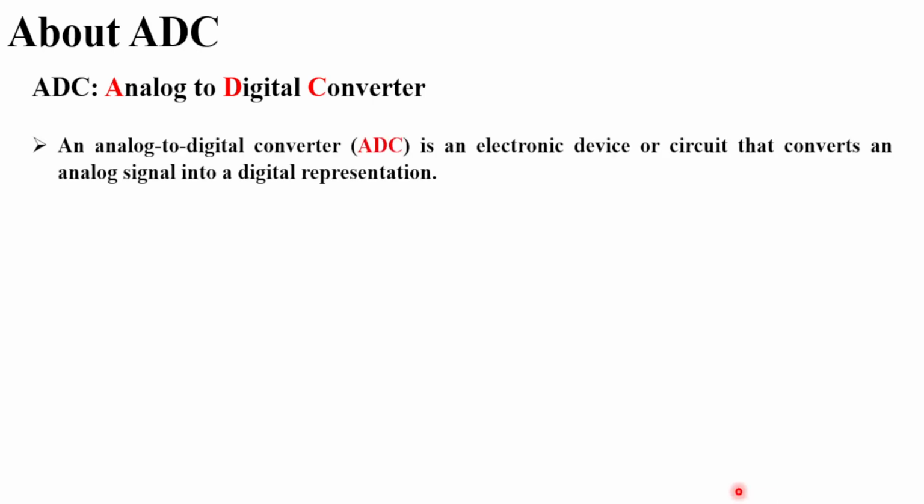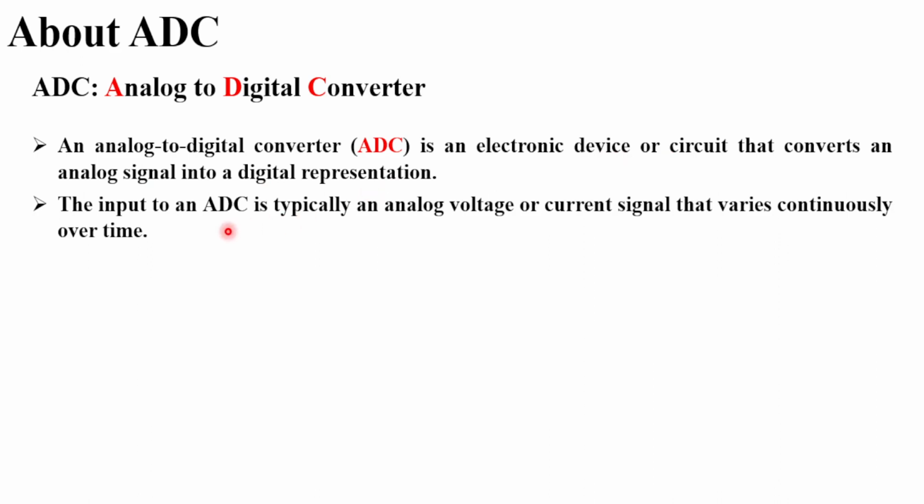Now, first of all, let us discuss ADC or analog to digital converter. Analog to digital converters are electronic devices, or we can say electronic peripherals inside the microcontrollers that convert an analog signal to its equivalent digital value.